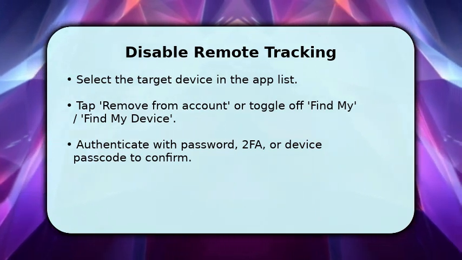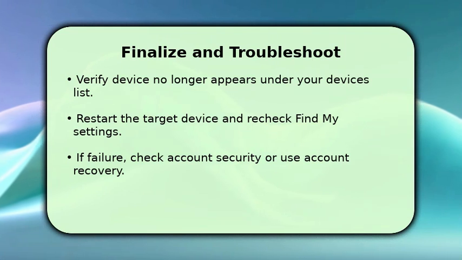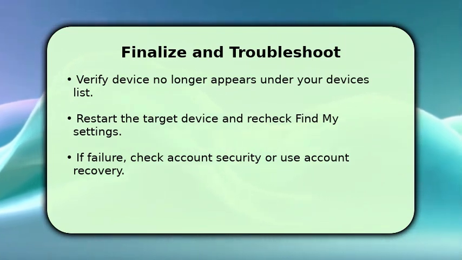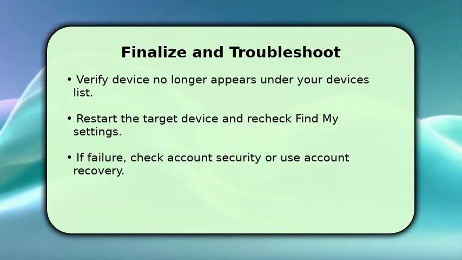Finish by verifying the phone is removed from your devices list and that tracking is off. You can restart the target device and reopen the app to double-check.